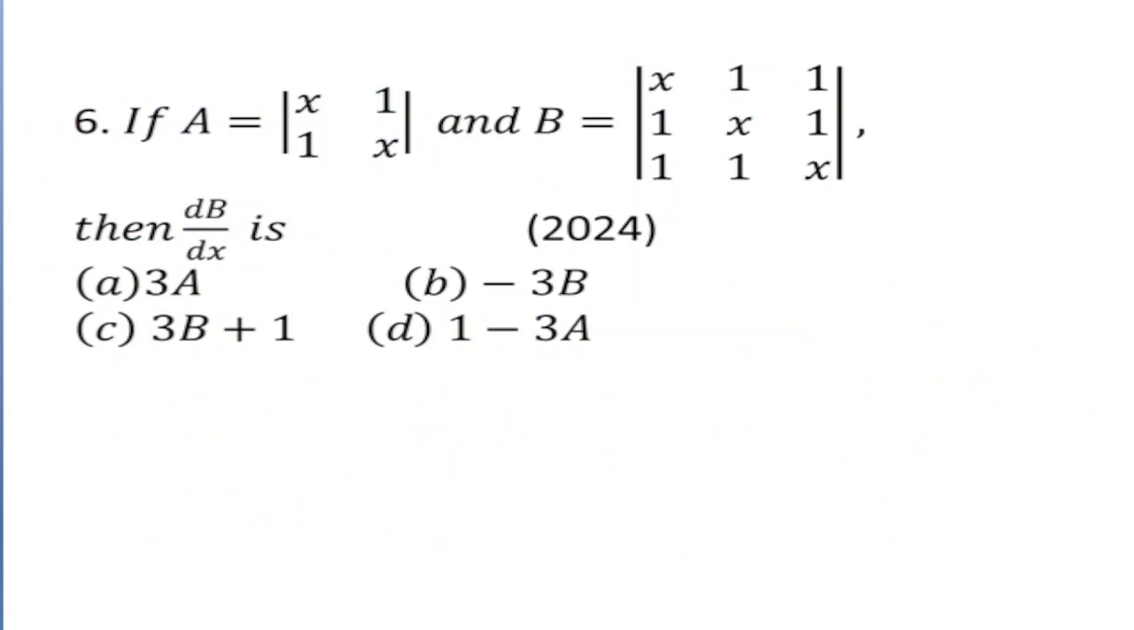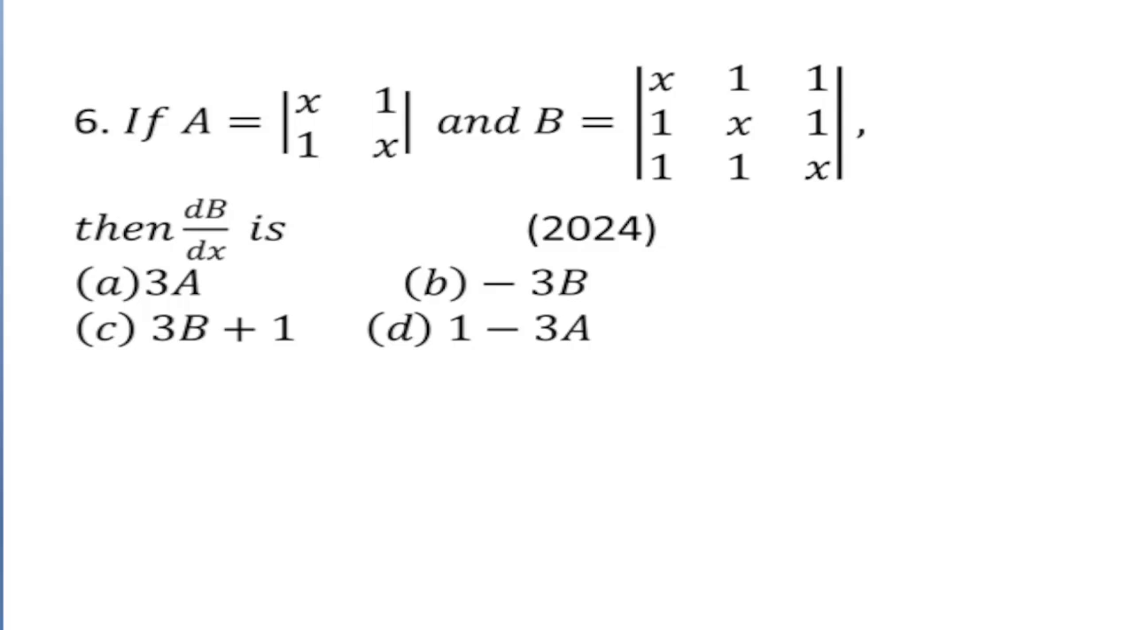A problem on determinants. Two properties are involved, one is the determinant property and one is differentiability. Now A is given as the determinant of x 1 1 x, and B is given as the determinant of x 1 1, 1 x 1, 1 1 x. Now you need to find dB by dx, and verify that it is equal to 3a minus 3b, 3b plus 1, minus 1 minus 3a. So all are related to either a or b.